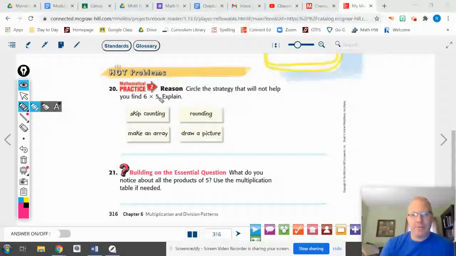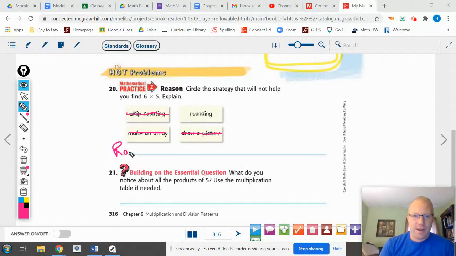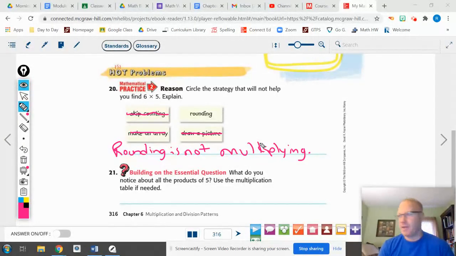Circle the strategy that will not help you find 6 times 5. So which one will not do multiplication 6 times 5? Skip counting, that's multiplication, so that counts. Make an array, that's multiplication, so that counts. Draw a picture, sure, draw a picture of groups, equal groups. So the only one that does not is rounding. Rounding is not multiplying. If you already had that, wonderful job. If not, it's okay. That's what I'm here for.